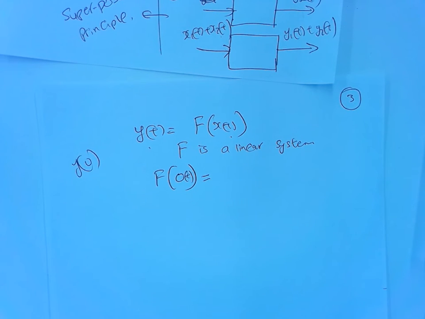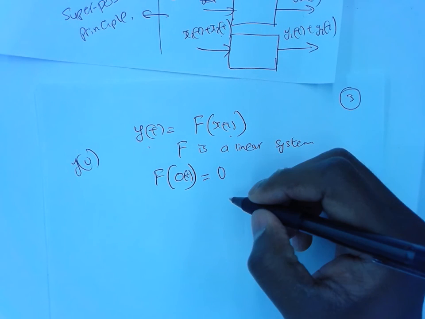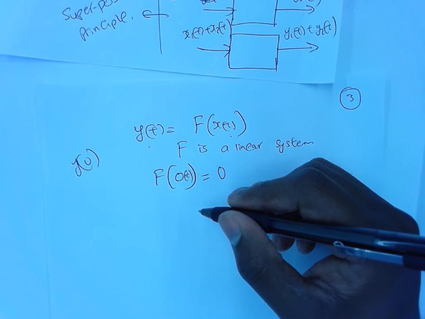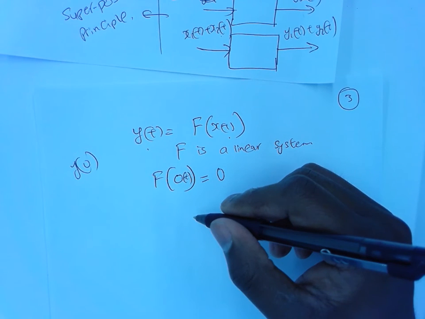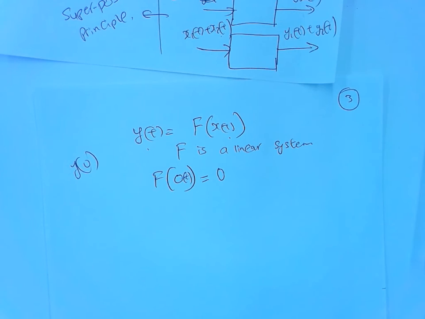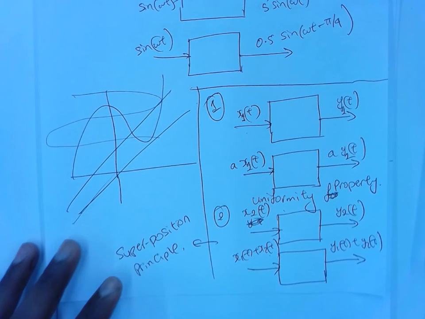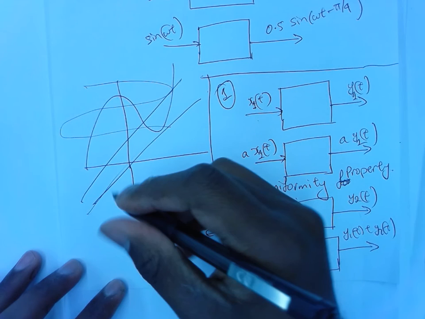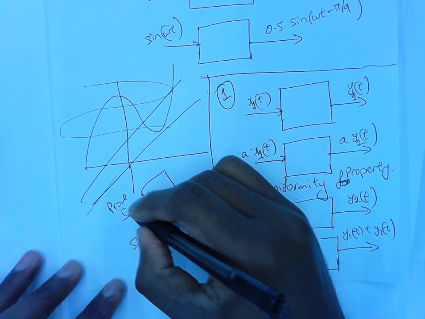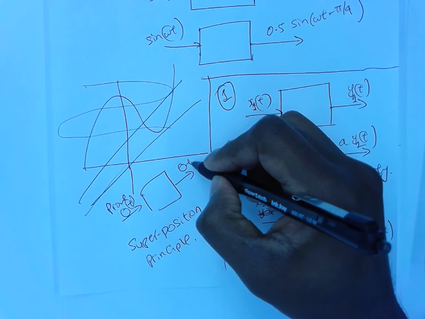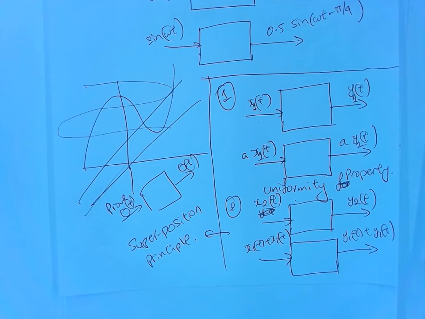Okay, let me simplify the task. The output will also be 0. So the task for you is to prove that: for a linear system, if I don't give any input, there should not be any output. There's a small caveat there, which I'll tell you later, but for now prove this using the two properties I just stated, uniformity and superposition. Prove that if you apply a 0 signal, you get 0 at the output: 0 as a function of t gives 0 as a function of t. I'll give you another hint: all you need to use is the uniformity property.